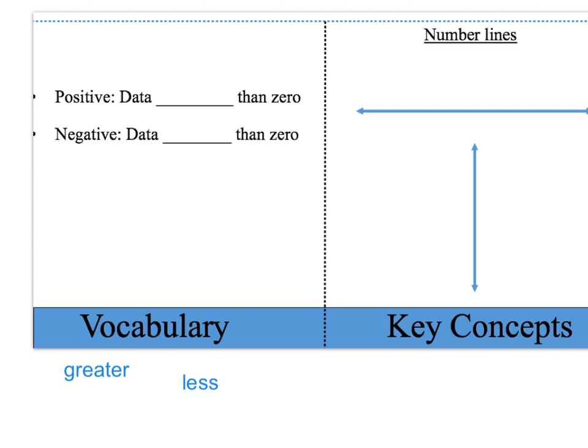Vocabulary. Positive is data greater than 0. Negative is data less than 0.